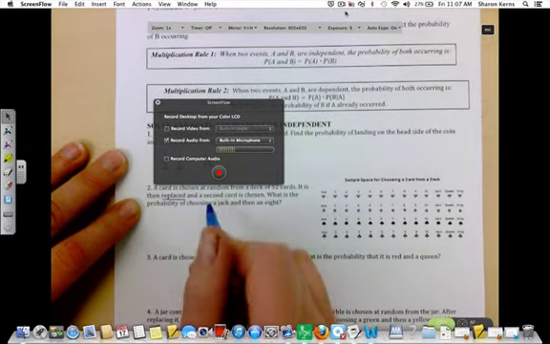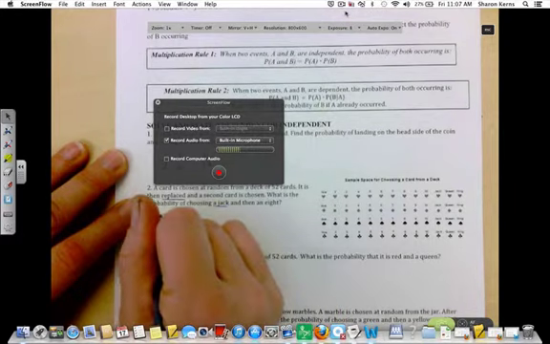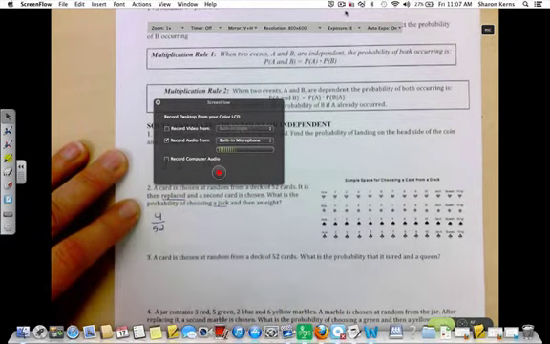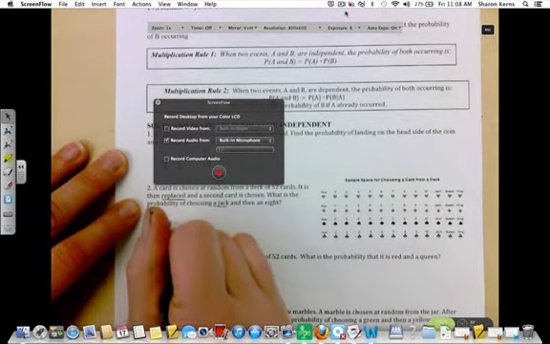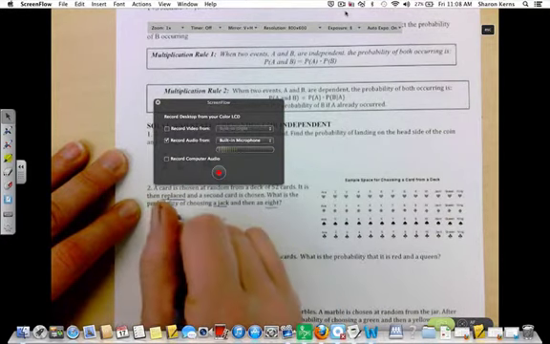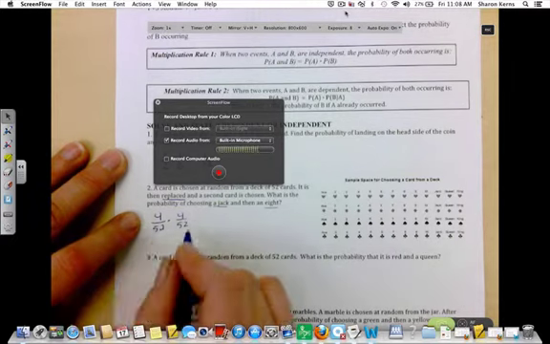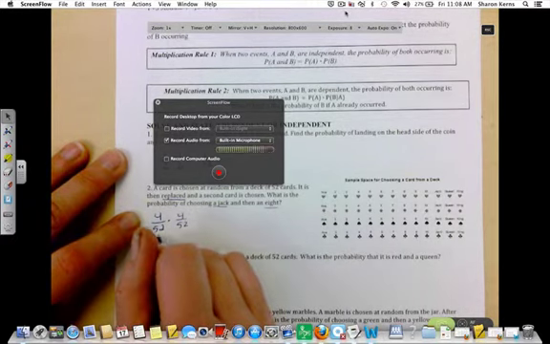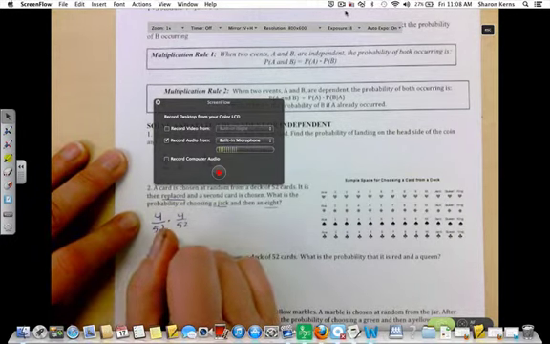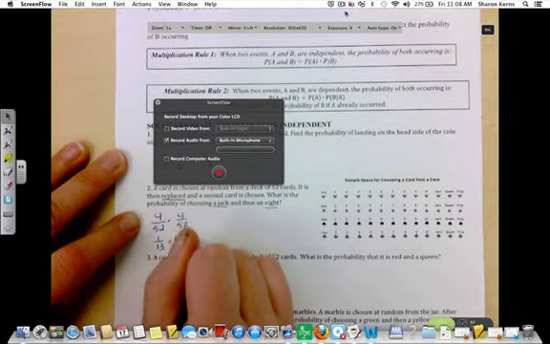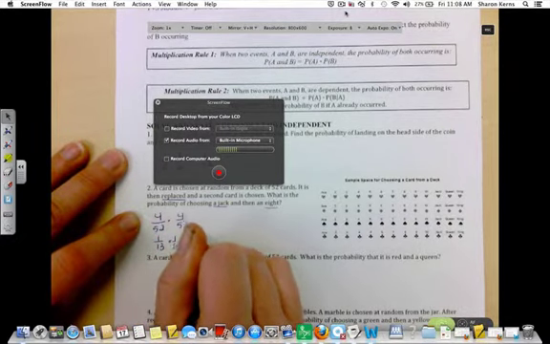So what's the probability of choosing a jack? Well, there are 4 jacks out of 52 cards, and there are 4 8s out of 52 cards. So I could multiply these, but I could also reduce them first to get 1/13 times 1/13, or 1 over 169.